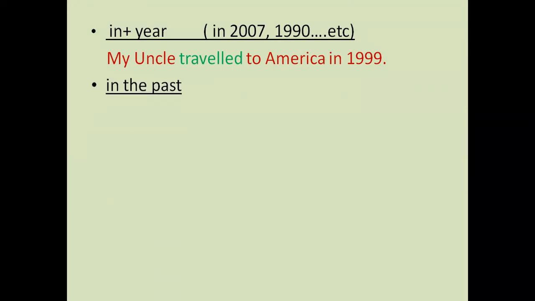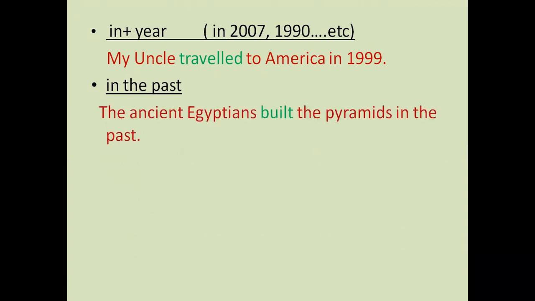We can use in plus the name of a year, such as in 2007, 1990, and so on. For example, my uncle traveled to America in 1999. We can use in the past to express past simple. For example, the ancient Egyptians built the pyramids in the past.